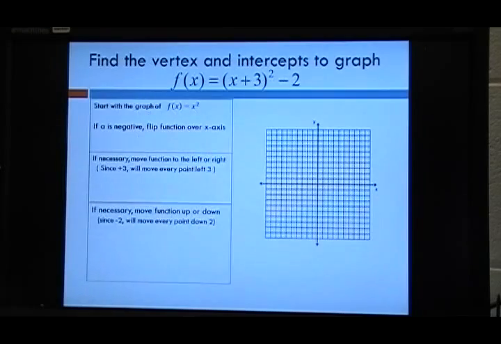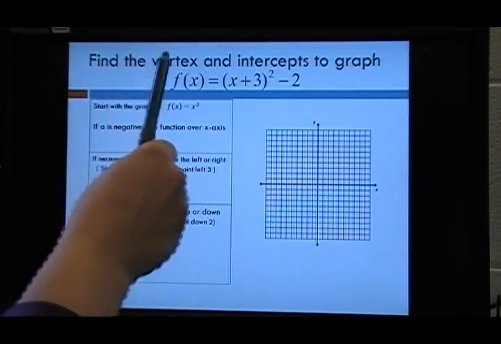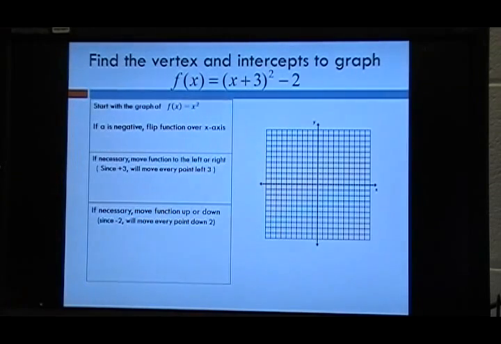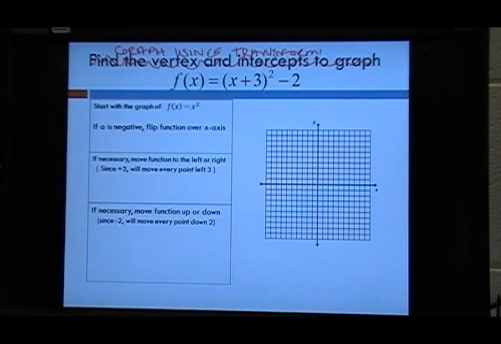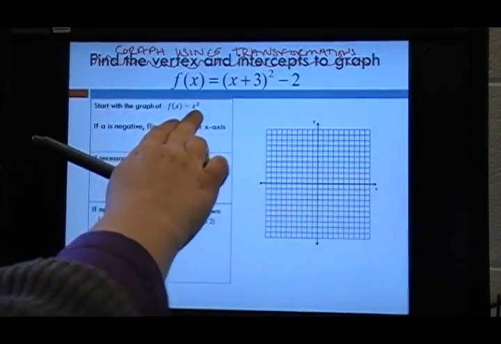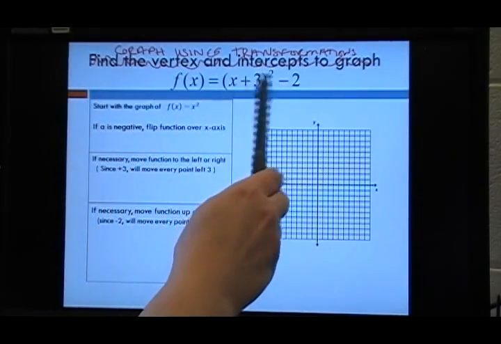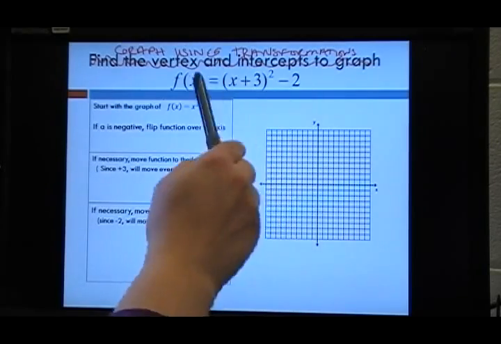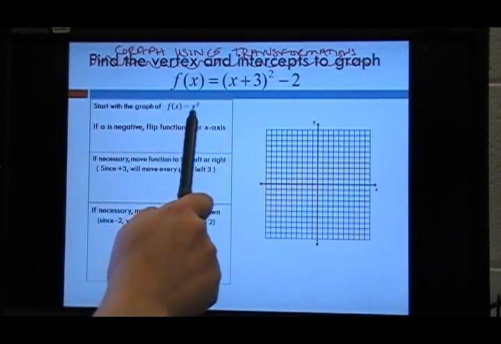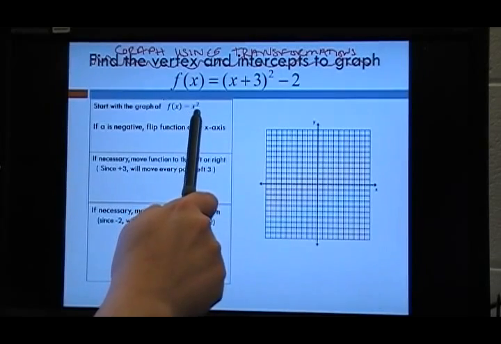Okay, so let's look at an example. So if I'm wanting to graph this function, and I should have erased these directions, not find the vertex and intercepts to graph, but instead graph using transformations. Anytime it says graph using transformations, what you're always going to do is start with the basic. So looking at this function, it's a degree 2, so it is a quadratic function, and so my basic is the basic quadratic, f of x equals x squared.